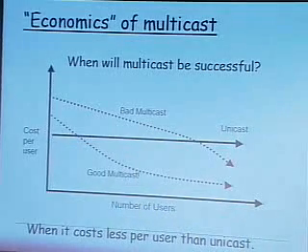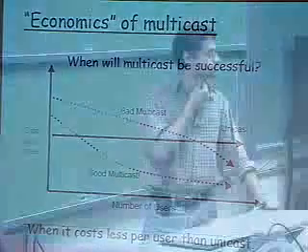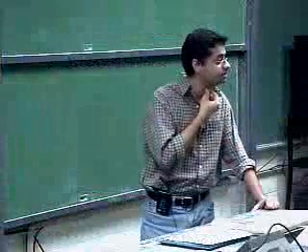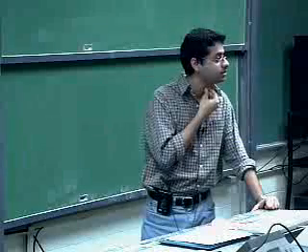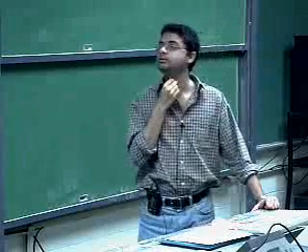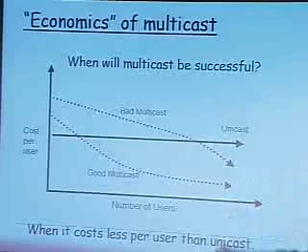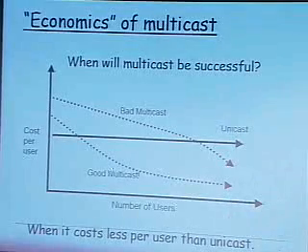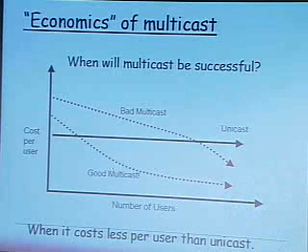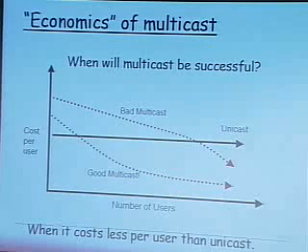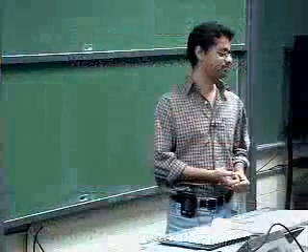So are we looking at the cost per user? Unicast cost is constant. It's cost per user. It's not changing with the number of users. The overhead is there with multicast, but as you increase the number of users, the overhead reduces.